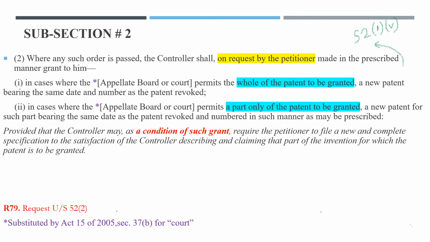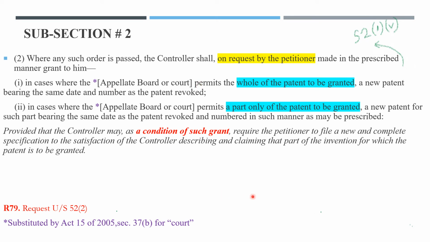Okay. Relevant rule is rule number 79, that is request under section 52 subsection 2. Fine. And now here we can find the single star mark. So this indicates Appellate Board or court. This is substituted by Act 15 of 2005 for court. That means earlier it was court. Now it is Appellate Board or court.